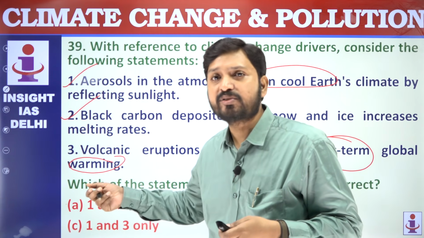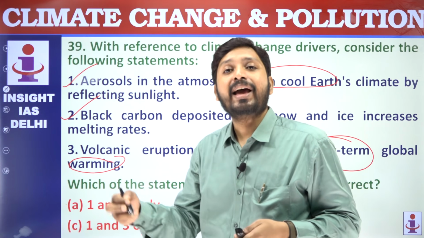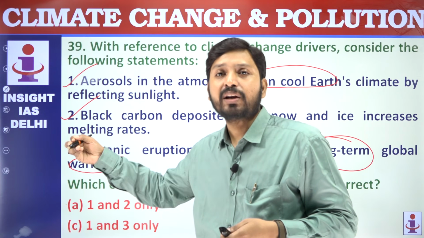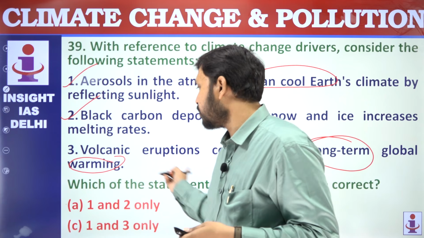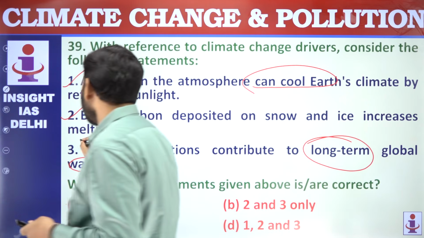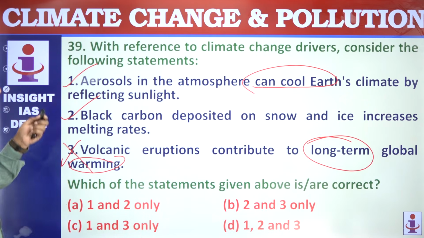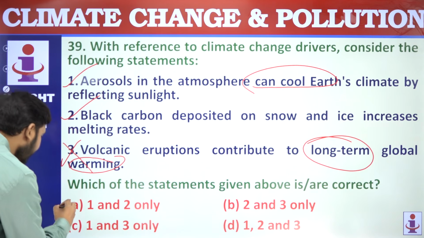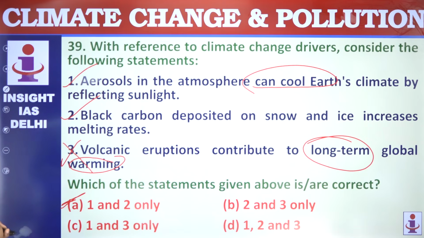Okay, aerosols, all these things will be released, and these aerosols will have a cooling impact in the short run, for 1 to 3 years. So it is not warming, but a cooling impact. So this is the wrong statement. So 1 and 2 are correct, and they are asking for the correct statement. So 1 and 2 are there in option A. So A is the right answer. Let's go to the next question.